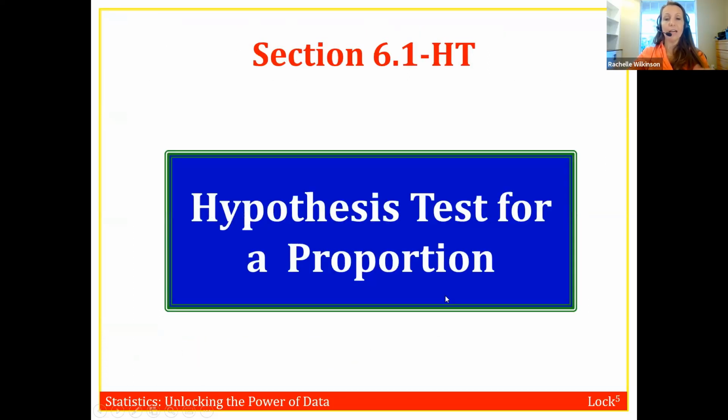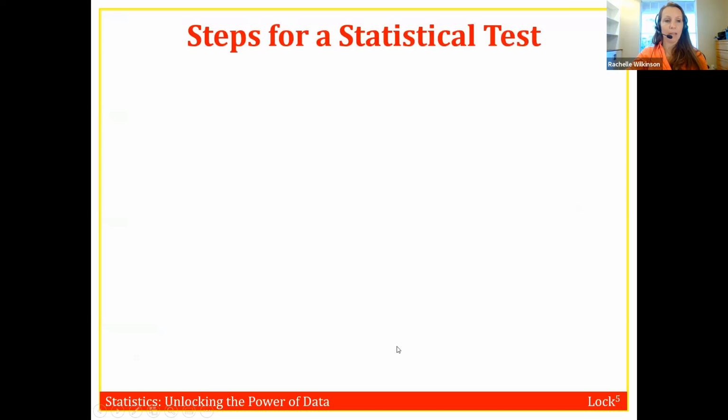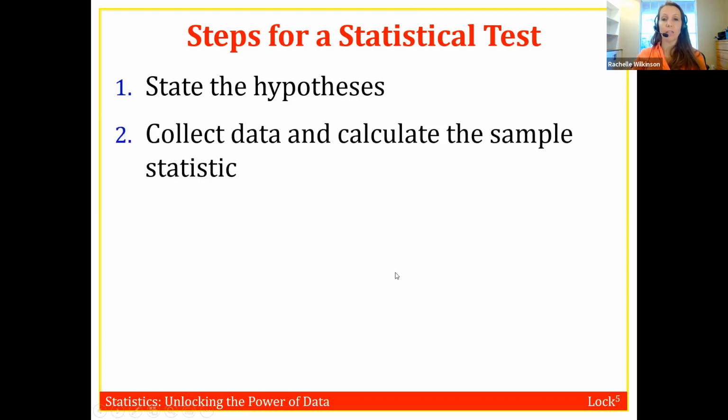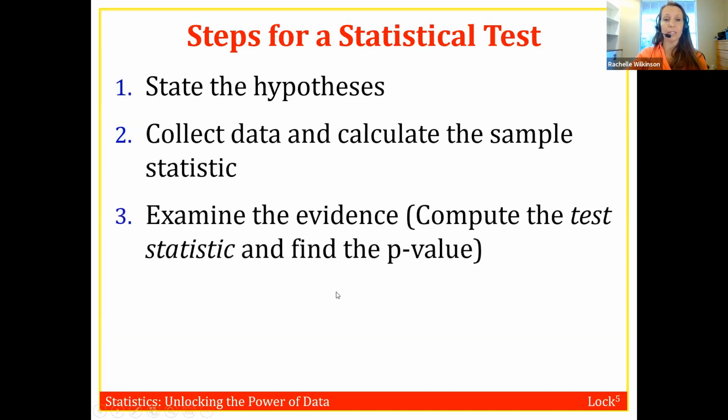All right, so now let's look at how we can use all this information to help us do a hypothesis test. So first of all, think about the steps for a hypothesis test that we talked about in chapter 4. First part is we're going to state the hypotheses. We're going to do this the same way that we did in chapter 4, so nothing's changed there. Second, we're going to collect the data and calculate the sample statistic. Again, nothing's changed there. Step 3 is where we have a few little differences come in.